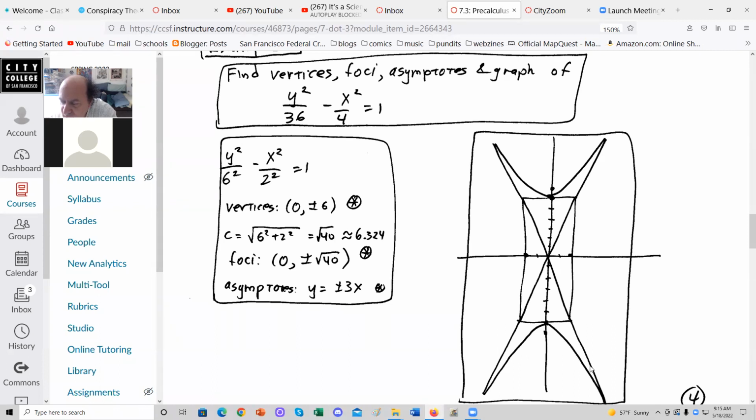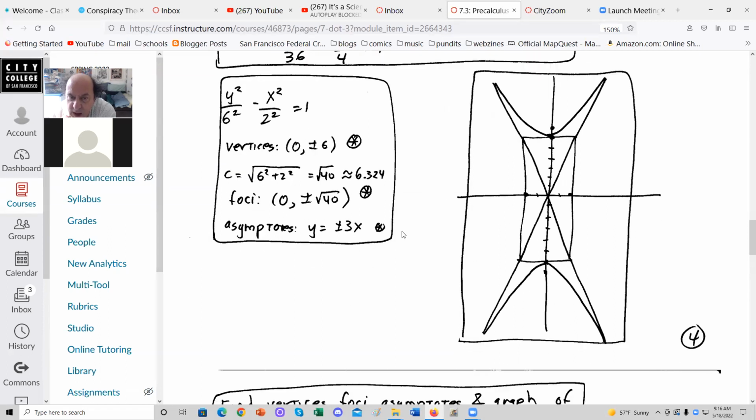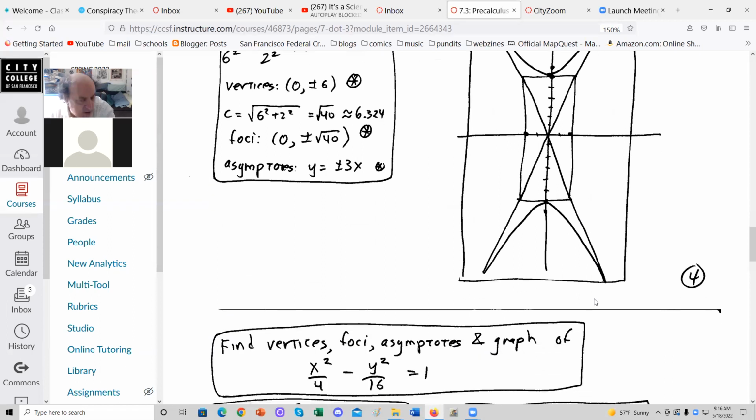And then the hyperbola is asymptotic to those asymptotes, looping around, touching the vertices, looping around these foci at 0 by plus or minus c, where c is root of 6 squared plus 2 squared. That's root 40, which is about 6.324. So the foci are at 0 by plus or minus root 40. And the asymptotes, 6 over 2 is 3. So this is y equals 3x and y equals minus 3x.